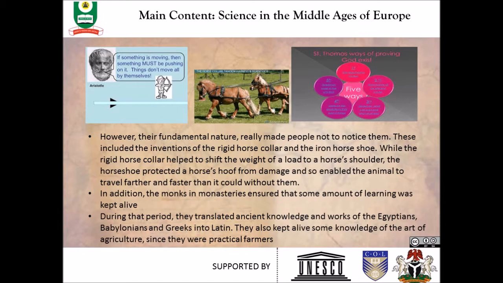These included the inventions of the rigid horse collar and the iron horseshoe. While the rigid horse collar helps to shift the weight of a load to a horse's shoulder, the horseshoe protected a horse's hoof from damage and so enabled the animal to travel further and faster than it could without them. These were important inventions, since horses were their means of land transportation. What do you think were the means of land transportation in Africa at that time?